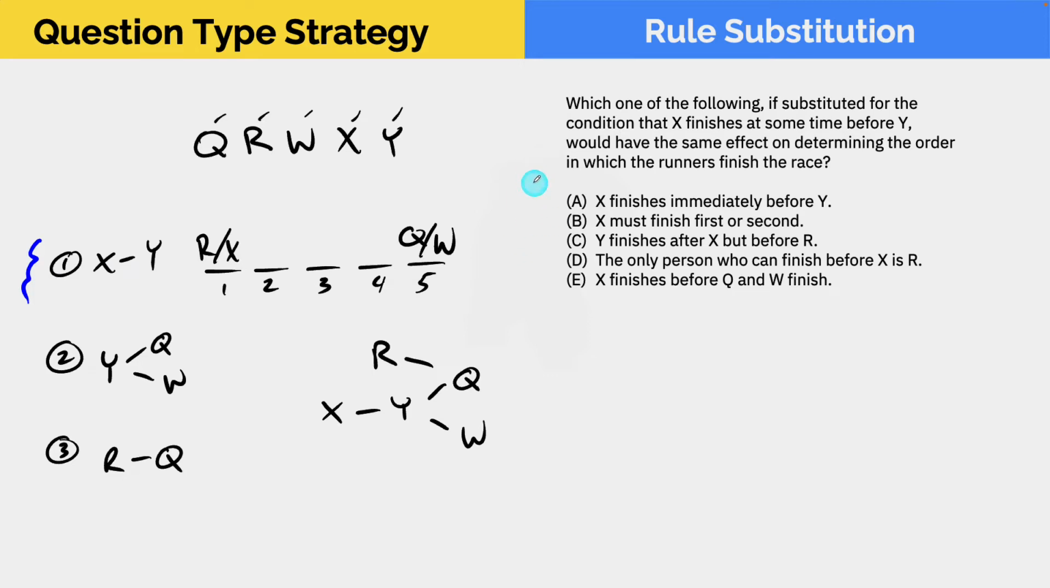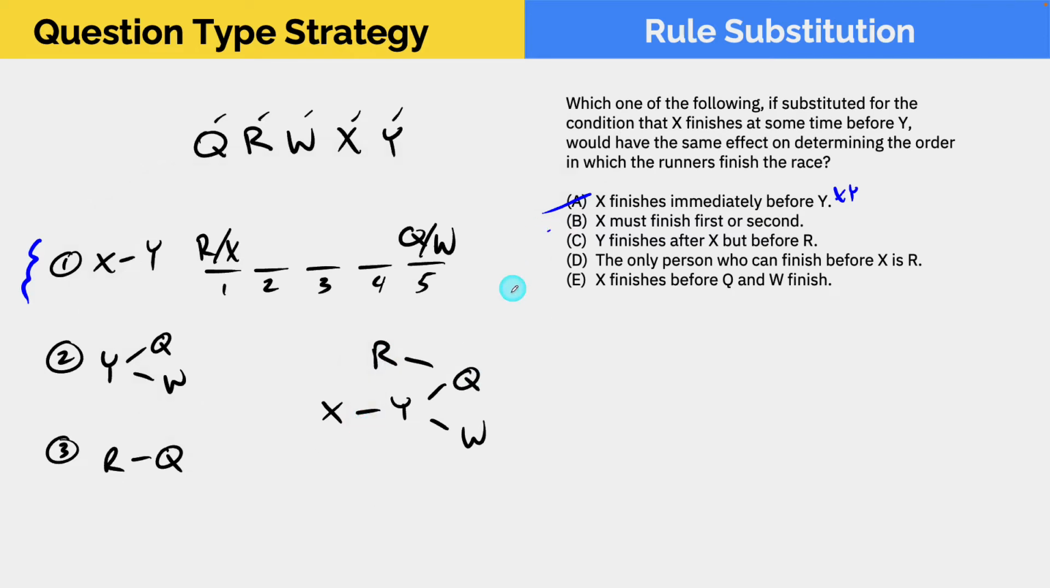So answer choice A says X finishes immediately before Y. Does this have to be true under the original rules, that you had an XY block? Well, no, clearly not, because you could put the R in between X and Y. So A is not correct, because if you took what answer choice A said and put it in place of rule number 1, it would change the game. It would prevent certain arrangements that were possible under the original rules, the arrangement where R is in between X and Y.